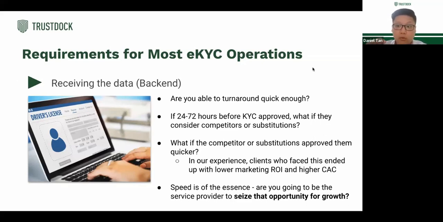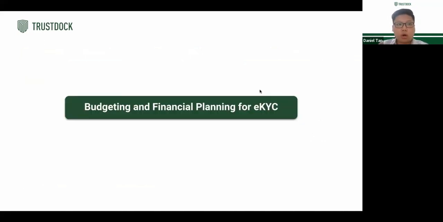So that is something really interesting that is very different from what is mainstream on the market right now, having that speed in turning around your KYC process. So all in all, we address those 4 factors of operations, and every single one of them is as important as one another, and it contributes to the budgeting and financial planning for eKYC. So rest assured, we will bring it around full circle at the end of the webinar. But for now, allow me to get into the points for budgeting and financial planning.